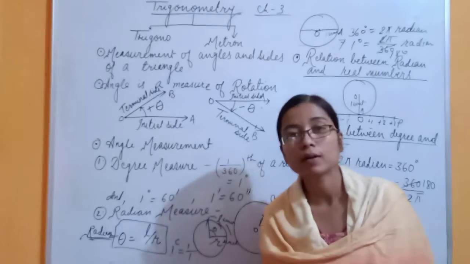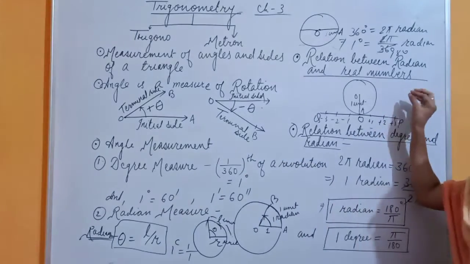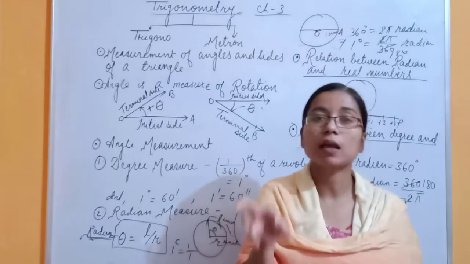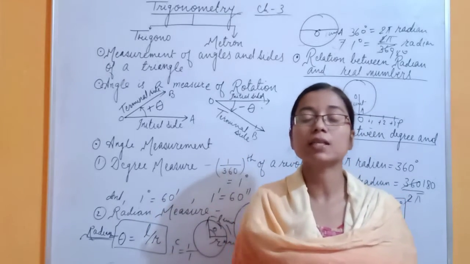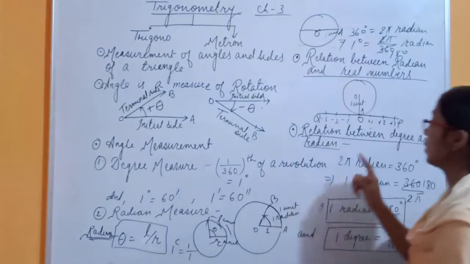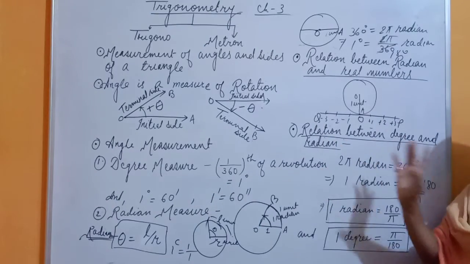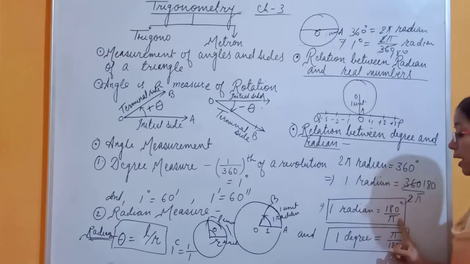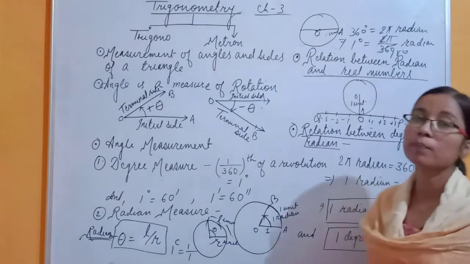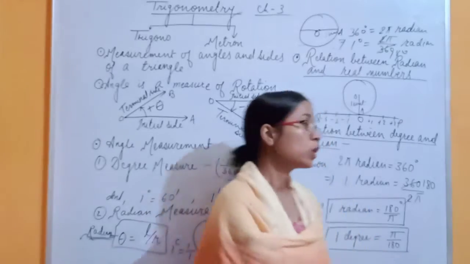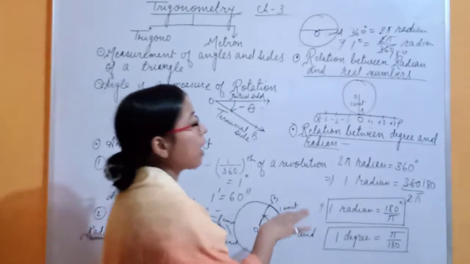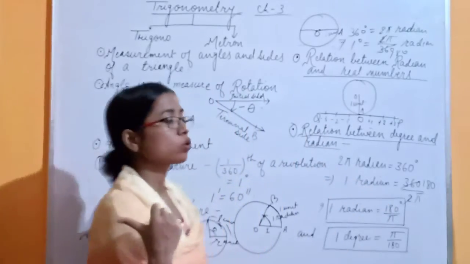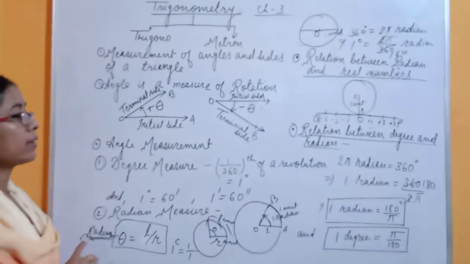Now, about the relation between radian and real numbers: all real numbers are expressed in radian, or if an angle is given in radian, it means it is a real number. About the relation between degree and radian: 1 radian is equal to 180 by pi, and 1 degree is equal to pi by 180 radian. Okay students, now take a screenshot of it and make a note of it. That's all.